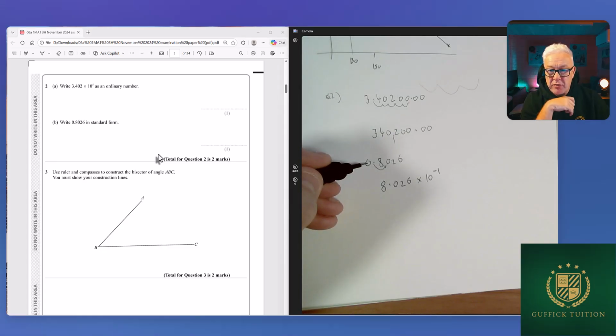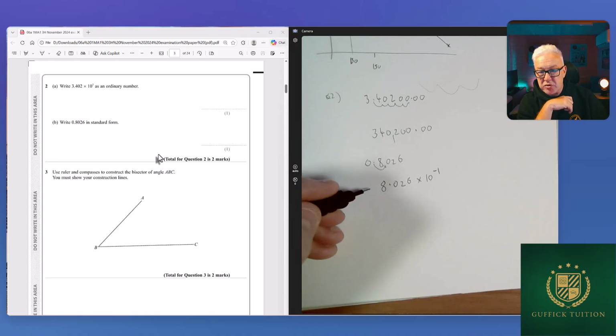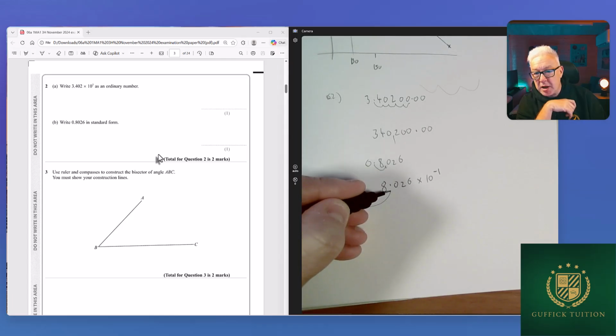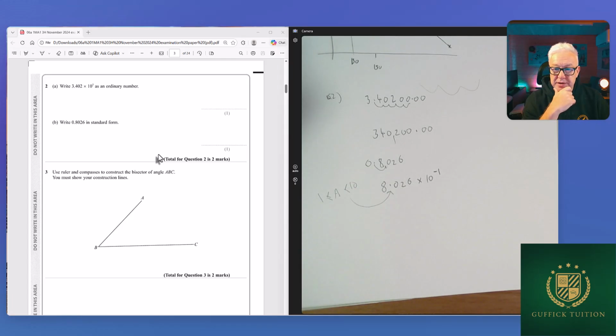So we just write 8.026, moving the decimal point 1 space, because remember that first number at the beginning, if I just call it A, it has to be less than 10 but greater than or equal to 1. So that is okay at 8.026. So decimal point 1 place to the right, and it's -1 there.